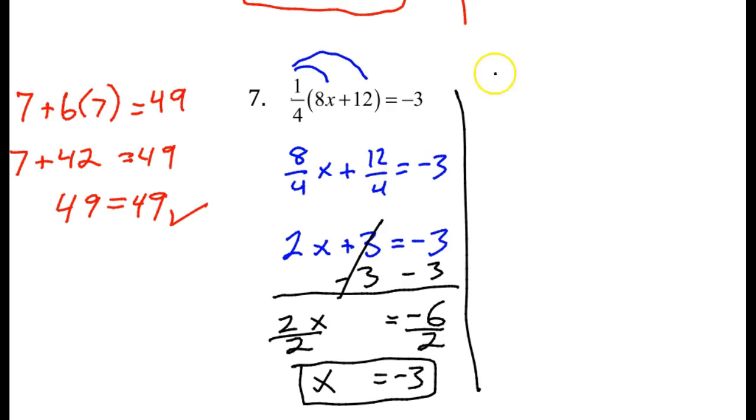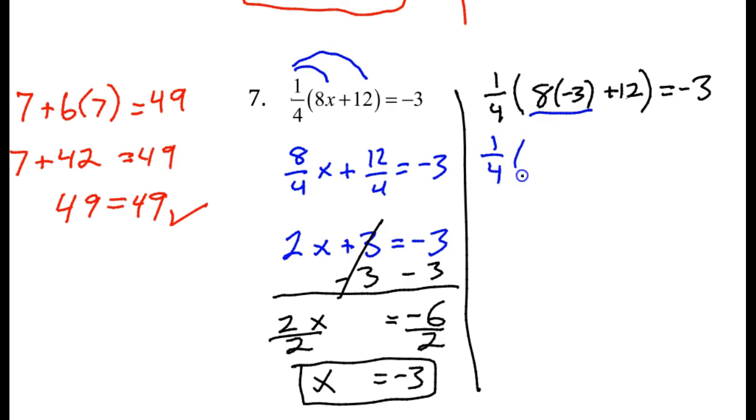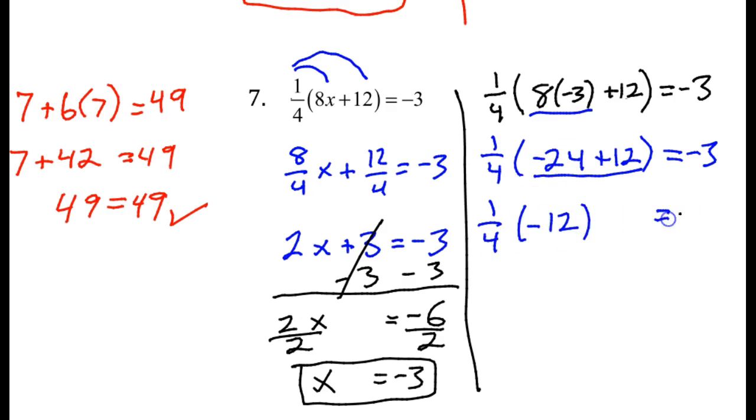Let's do a check on it. The original problem, we got 1/4 times 8 times -3 plus 12. Does that equal -3? So I have to simplify the whole left side and make sure it equals -3. If it doesn't equal -3, I've done something wrong. So I'm just going to start on the inside. So I have 1/4 of -24 plus 12. Do the parentheses. -24 plus 12 is -12. And then 1/4 of -12 is -3. So that checks out.